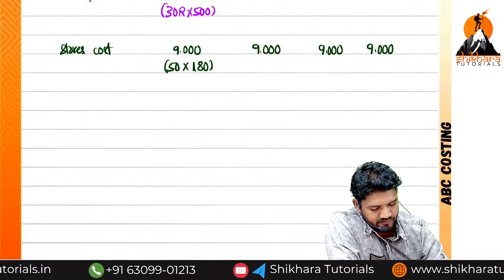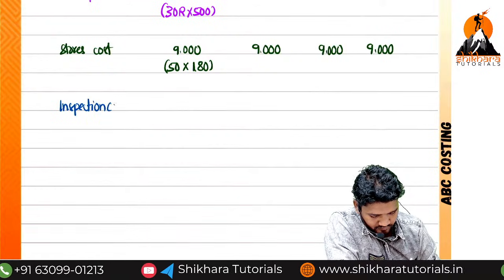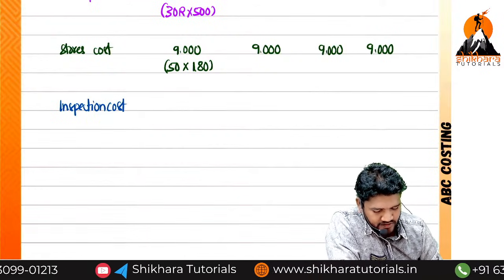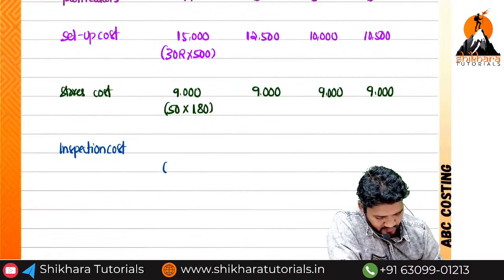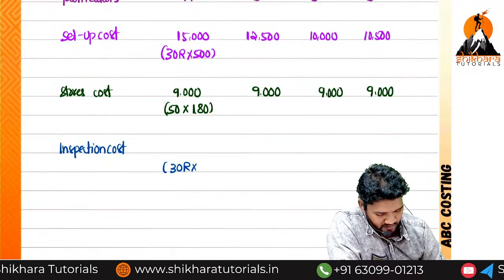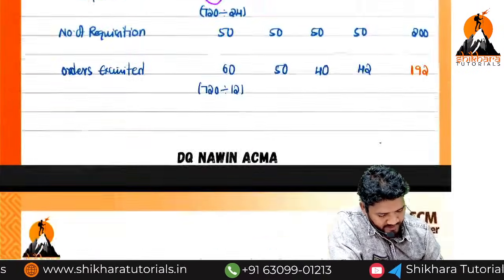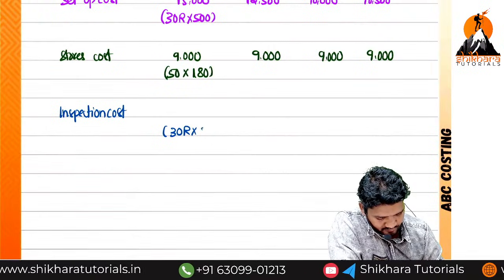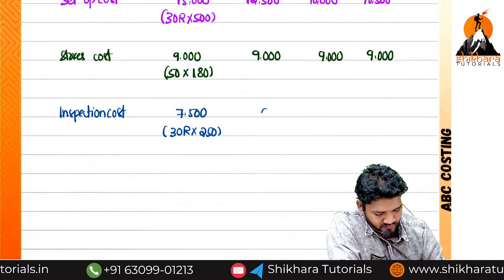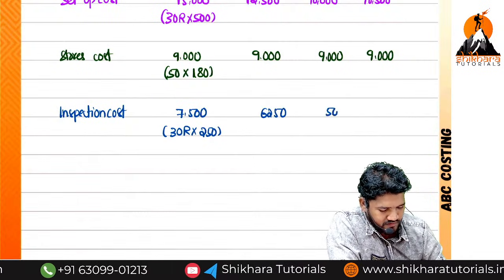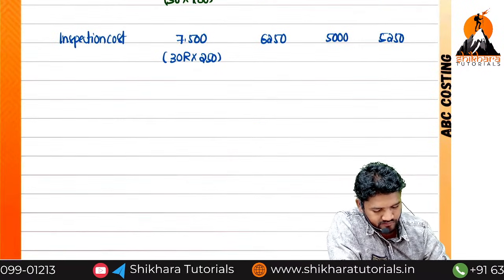What next cost? Here also production runs only. What about the production runs? 30 per unit. 250. 7,000. What about B? 6,250. 5,000. 5,250. Any other cost?